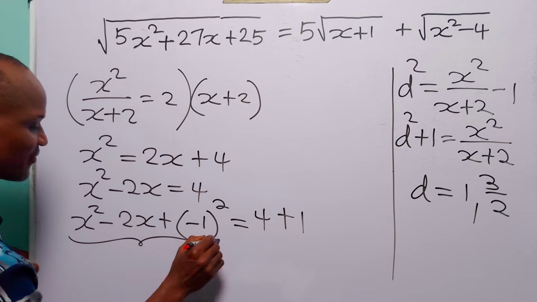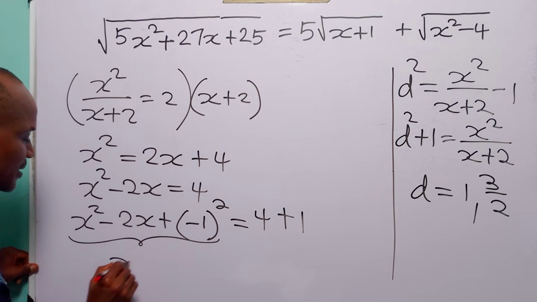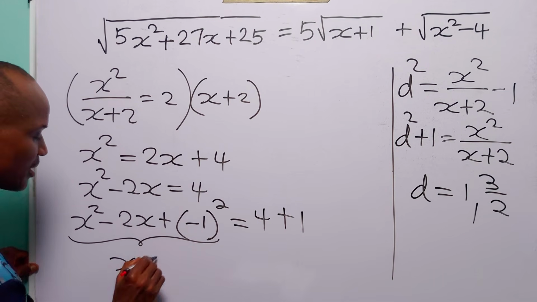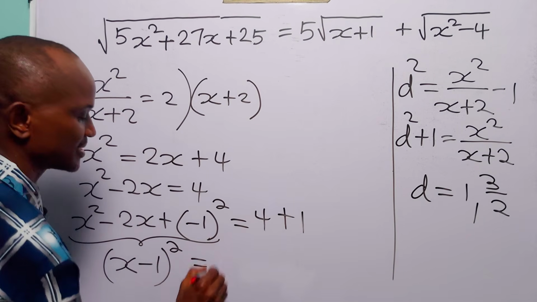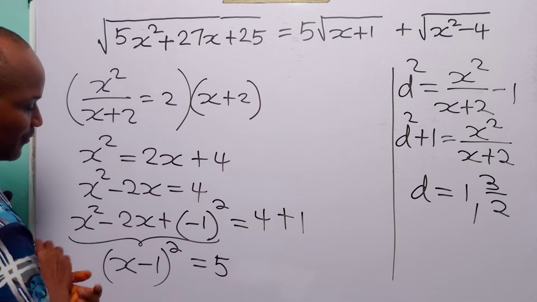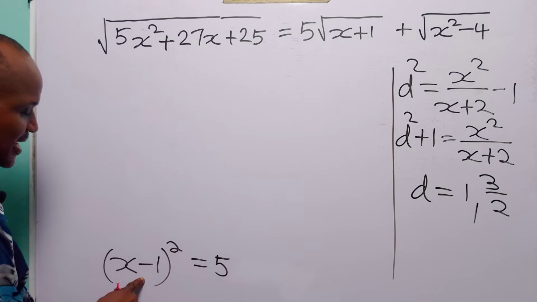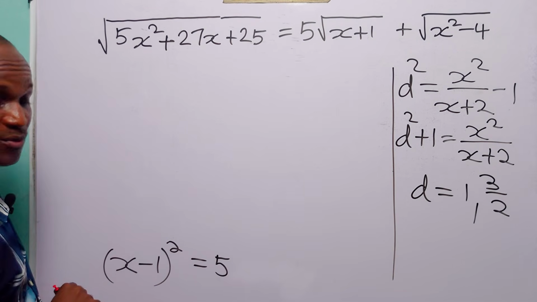Now, this is a perfect square. So we take 1x and we take 1 minus 1 and we square. And this is equal to 5. And finally, we take the square root of both sides of this equation.